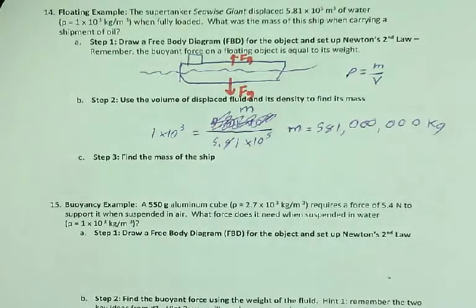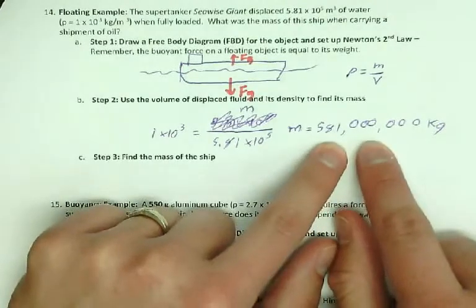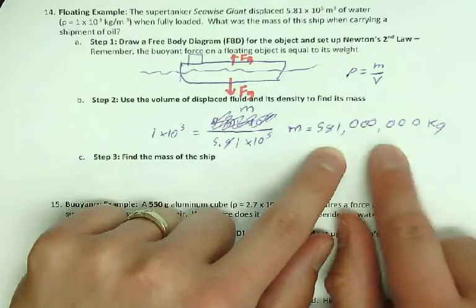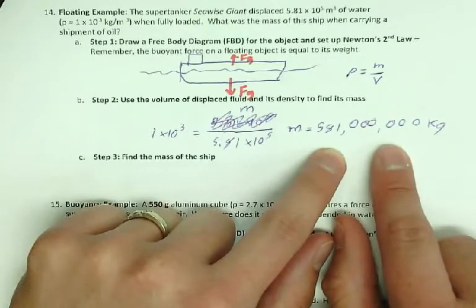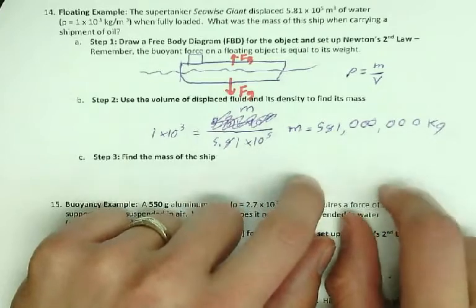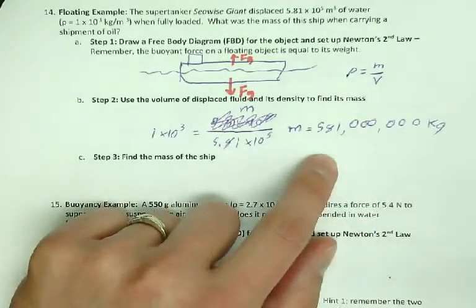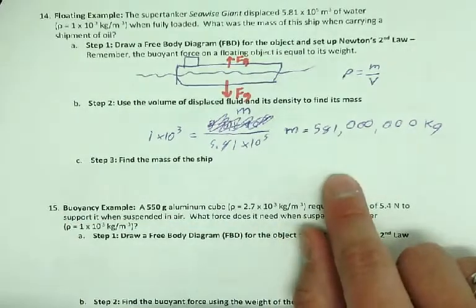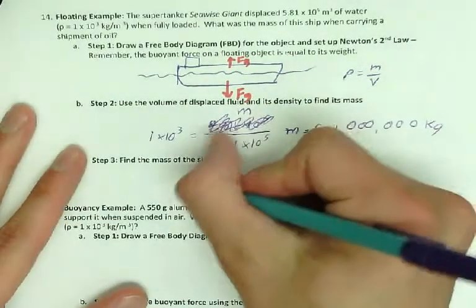So, how much should the ship weigh? So if this is how much the water weighs, and the ship is floating, how much do you think the ship should weigh? About the same, give or take. If it's floating, it's going to be the same.